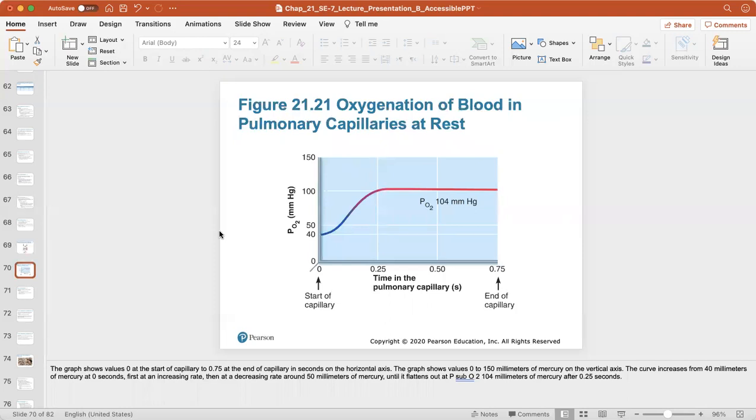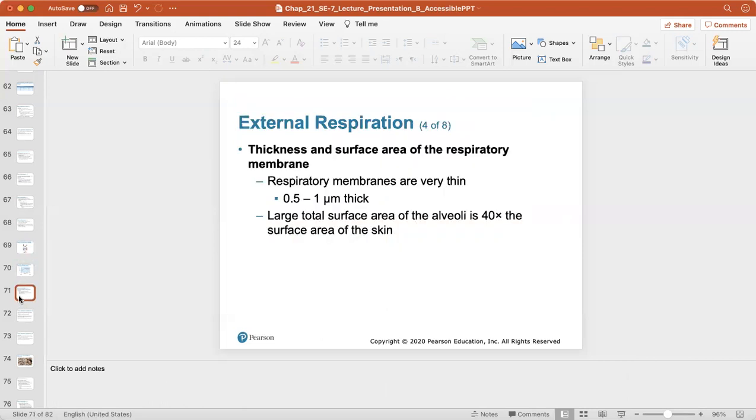This shows the oxygenation of blood in the pulmonary capillaries at rest. From the start of the capillary and over the time in the capillary, it shows that oxygen will travel into those capillaries in the lungs to be taken to the heart, and carbon dioxide will be exhaled.